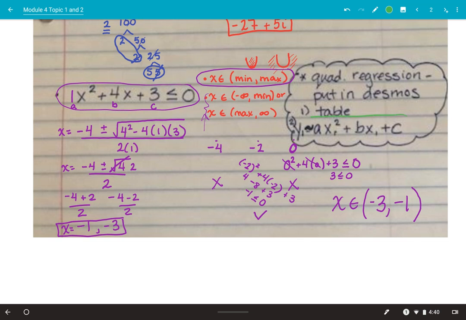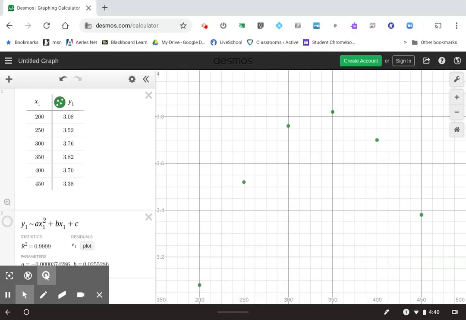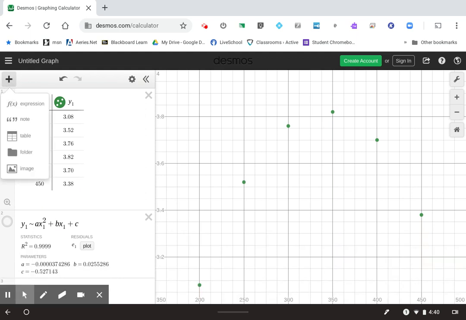And then you want to know this formula. I would write it down, put it in your notes, put it in your vocab. You're going to have to write the equation. I just looked up online, found some numbers. The first thing you're going to do is a table. You go to Desmos, push the plus sign, and you get the table. Put your numbers in, and then you're going to write the formula.